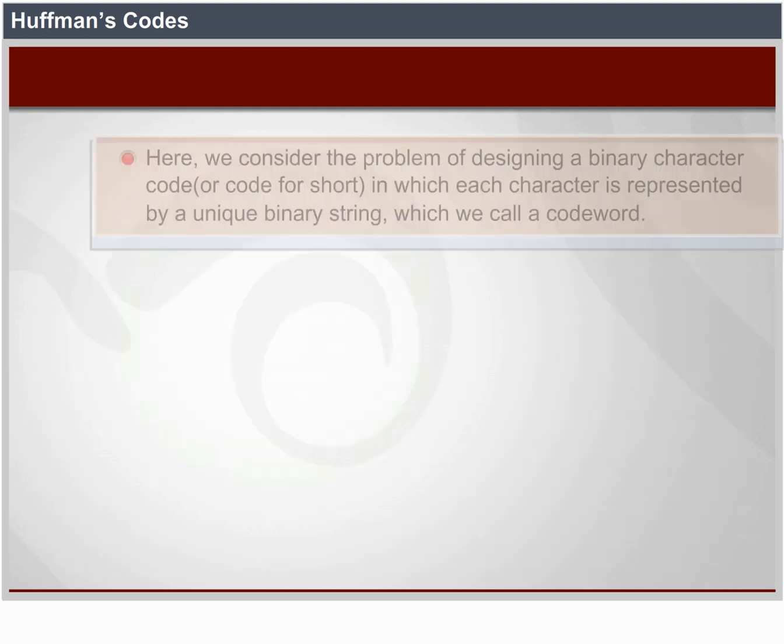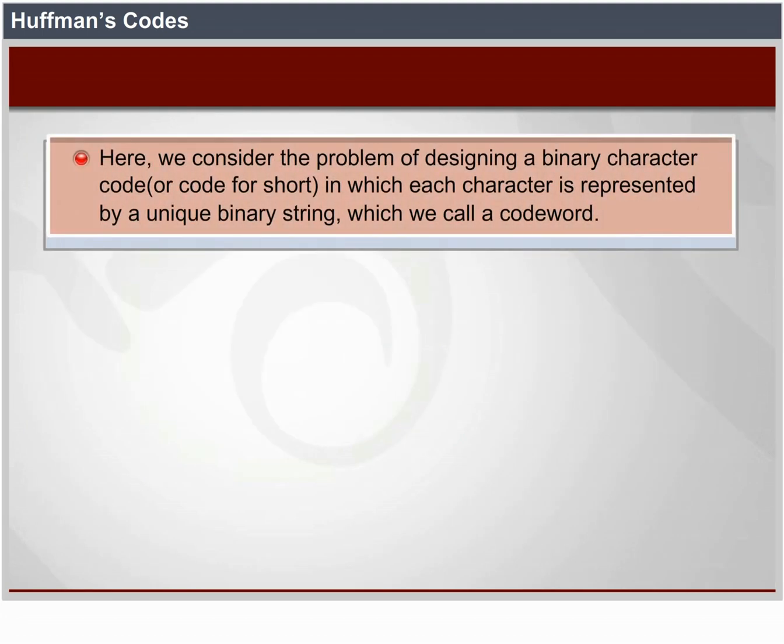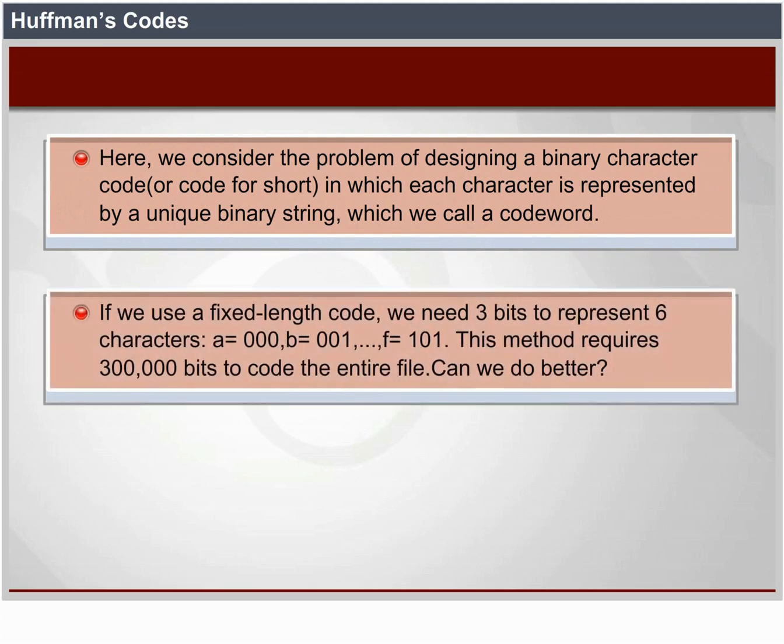Here, we consider the problem of designing a binary character code, or code for short, in which each character is represented by a unique binary string, which we call a code word. If we use a fixed length code, we need 3 bits to represent 6 characters. A is 000, B is 001, and up to F equal to 101. This method requires 300,000 bits to code the entire file.